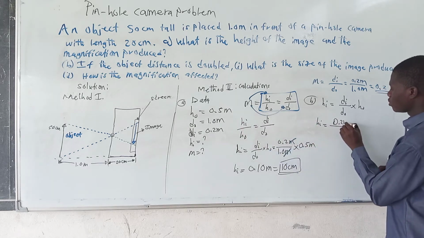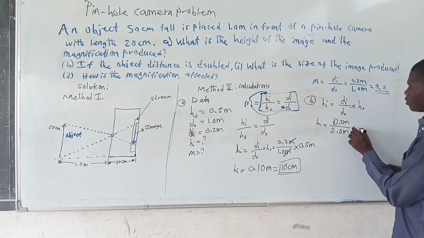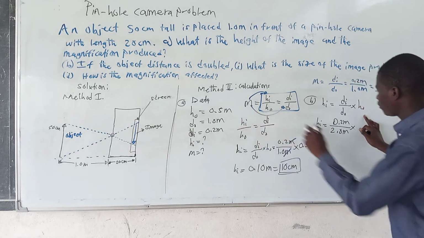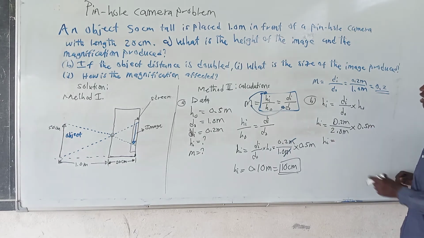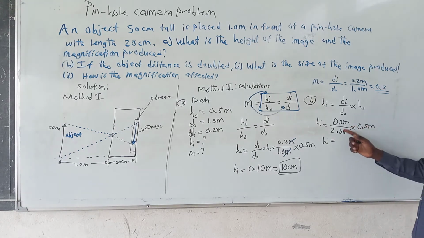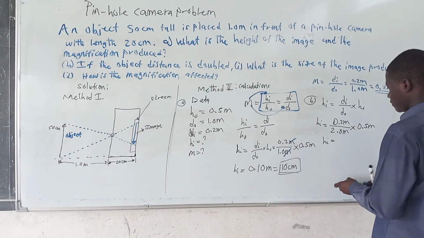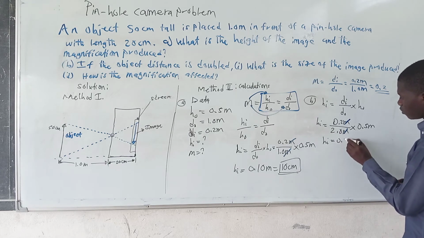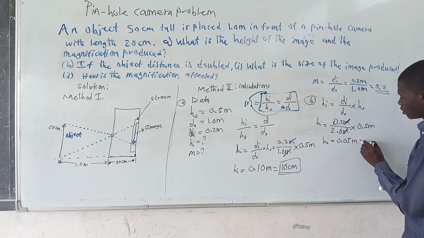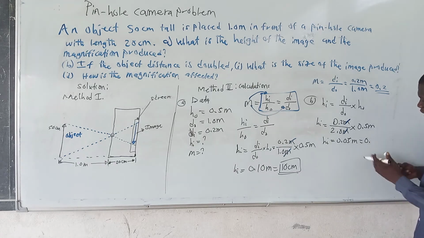Good. So you now have DI equal to 0.2 meter, DO is 2.0 meter, multiplied by HO, which is constant, 0.5 meter. So HI will be equal to 0.2 divided by 2.0 multiplied by 0.5. What do we get? We get 0.05 meter, which will be equal to 5 centimeter, right?